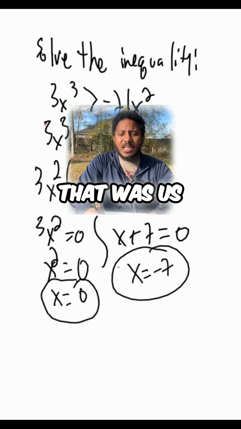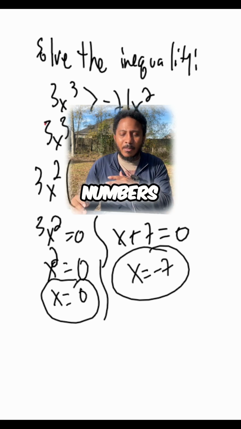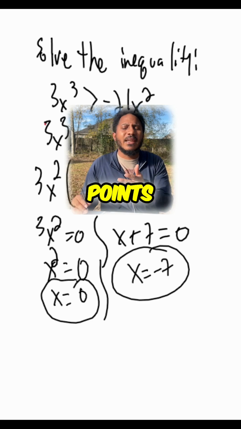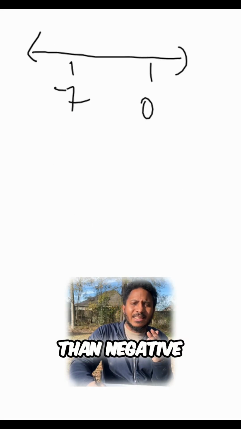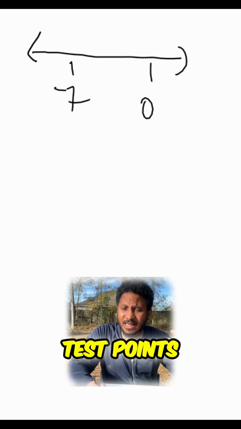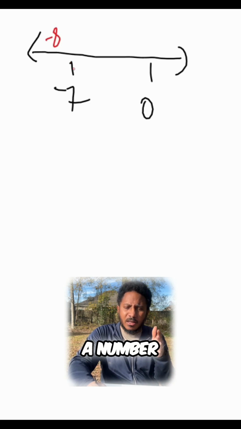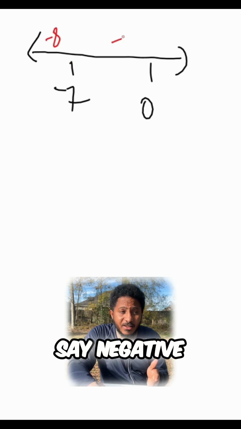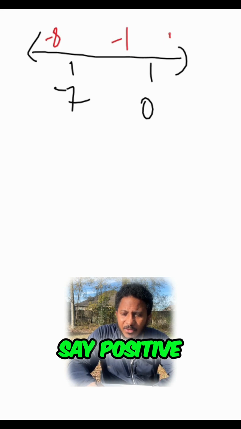But again, that was us pretending. Alas, it is not an equal sign. So we'll take those numbers, put them on a number line, and plug in test points in each region. This creates 3 different regions: numbers less than negative 7, numbers between negative 7 and 0, and numbers bigger than 0. So let's plug in test points in each region. Say negative 8, a number between negative 7 and 0, say negative 1, and a number bigger than 0, say positive 1.